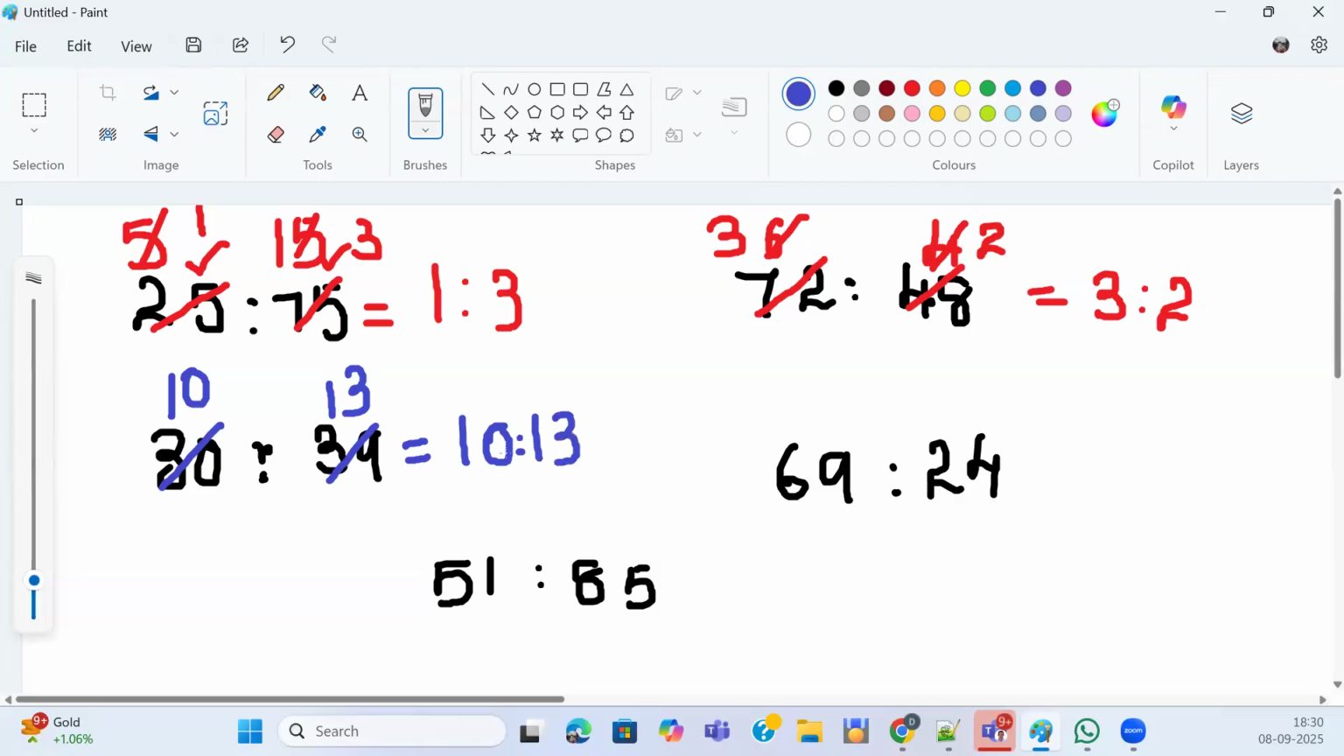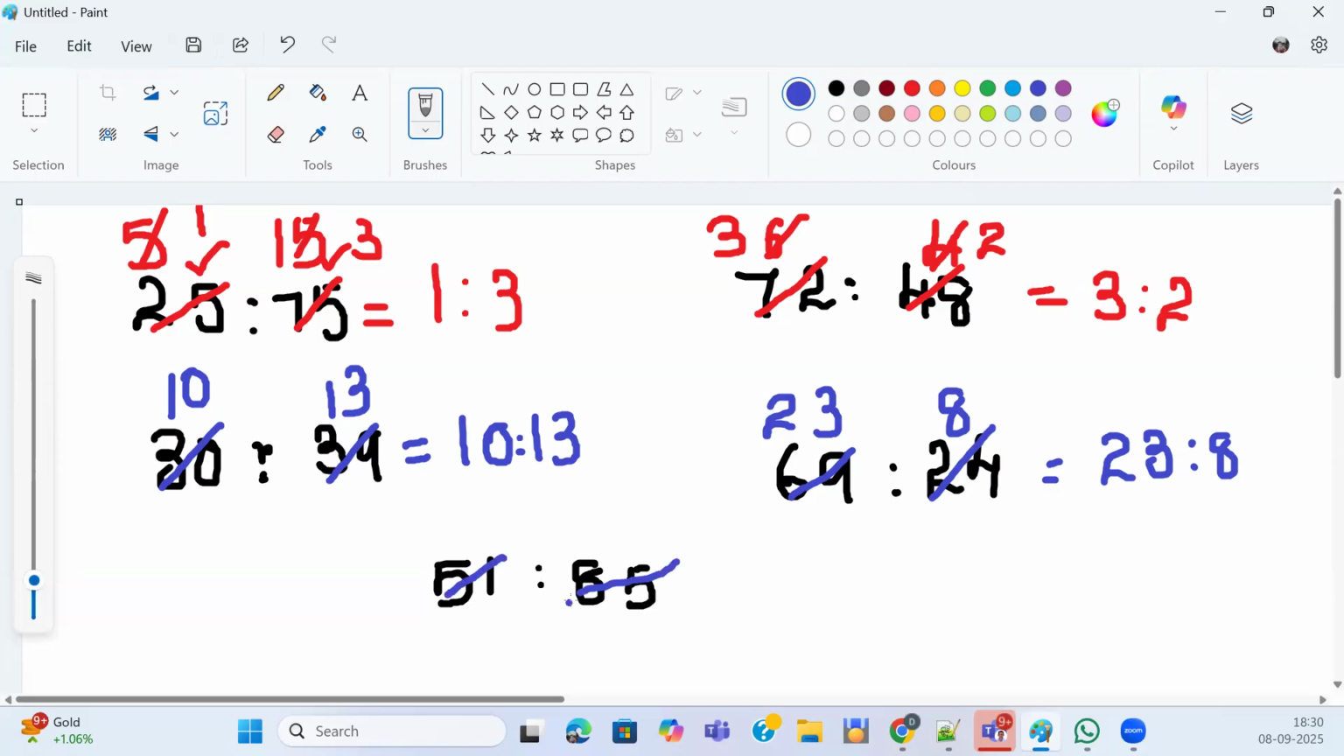Again, you can cancel. 23 is to 8. 23 is again a prime number. We cannot do that. Okay. So the answer is 23 is to 8. Chinmay, don't reveal the answer, please.